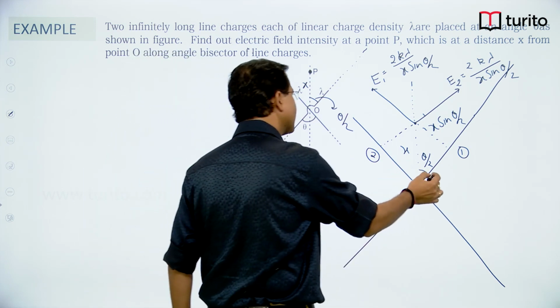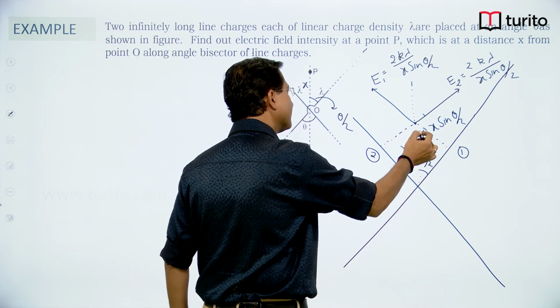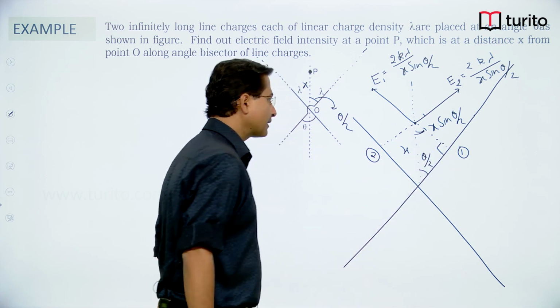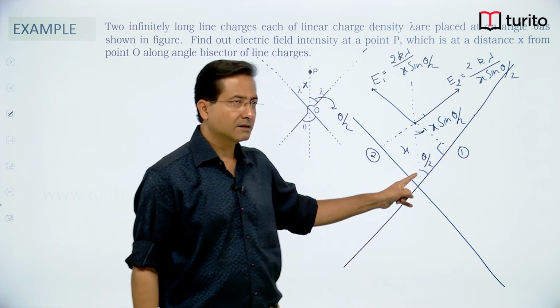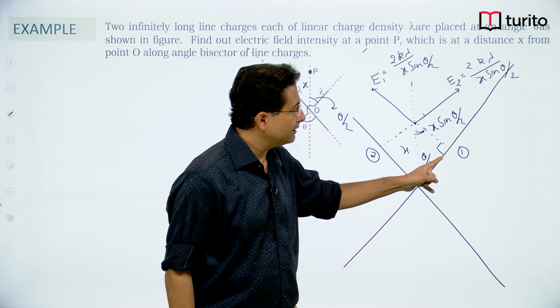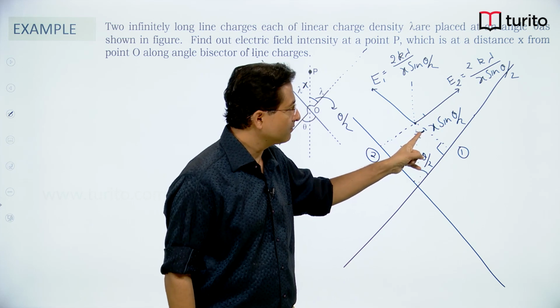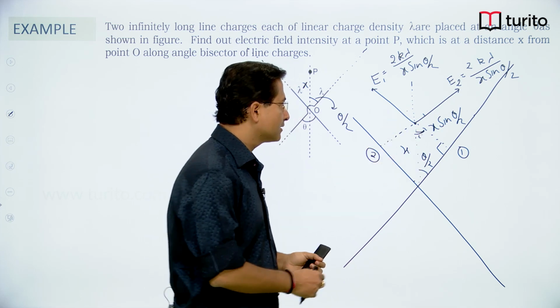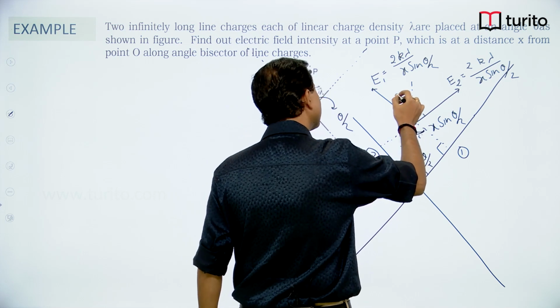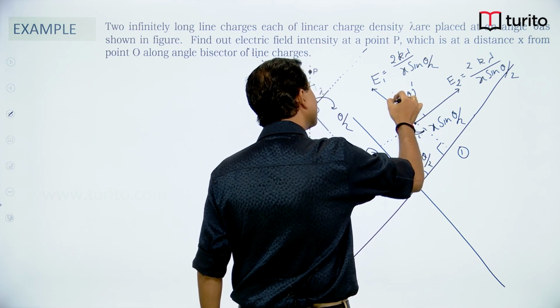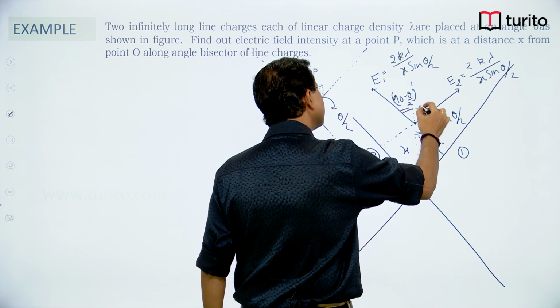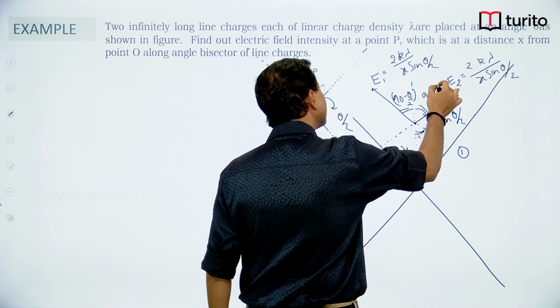As this angle is theta, this will be 90 minus theta. Look at the diagram again. If this angle is theta, this will be 90, this is 90 minus theta. If this is 90 minus theta, this will be 90 minus theta. So this angle is 90 minus theta by 2. Similarly, this angle will be 90 minus theta by 2.